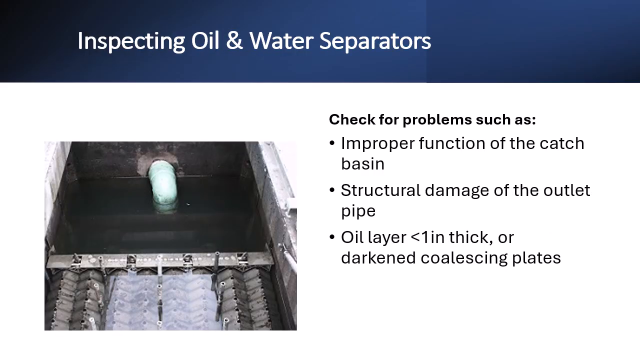Inspection of an oil and water separator should begin with the catch basin itself, since problems with the catch basin could impact the oil and water separator. Then check for structural problems at the outlet pipe that serves as a trap for the oil, including any damage or misalignment that could disrupt its function. If there is an oil layer on the surface, it should be less than 1 inch thick. Thicker oil layers indicate a problem with the separator. If there are coalescing plates, a darkened color indicates that they require removal and cleaning.